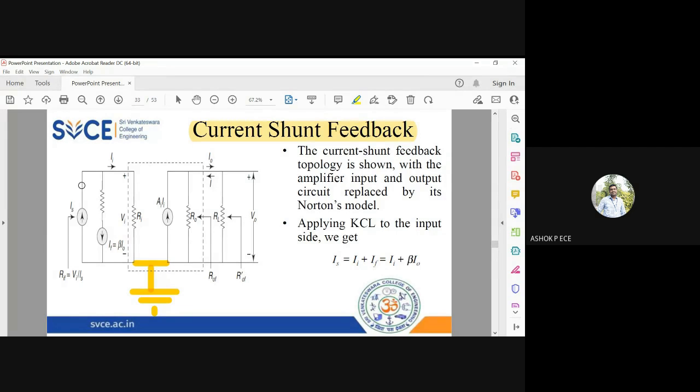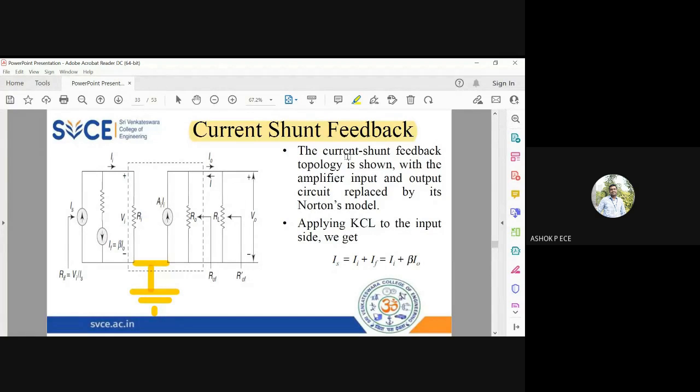On the input side, you see current source parallel to resistor. But for current shunt feedback, the beta value is IF by I0, or IF is equal to beta into I0. Since you have IF, it is going to be a current source, and this will come in parallel with your source. So IF is equal to beta into I0.